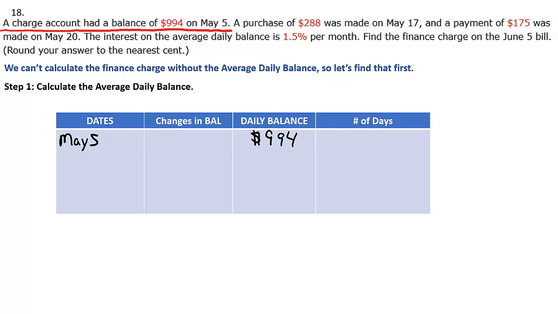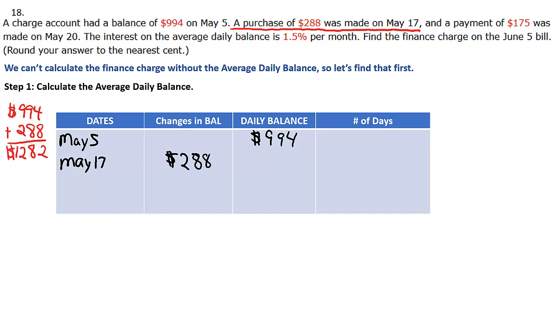Then you read through and look for the next date. The next date you see is May the 17th. On May the 17th, you made a purchase of $288, so that increased your daily balance. So if you take the change in balance of $288 and add it to the $994 you already owed, your daily balance now is $1,282.